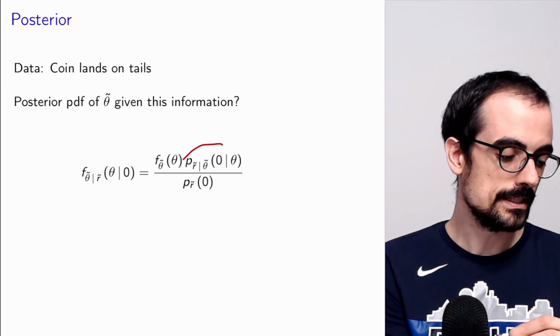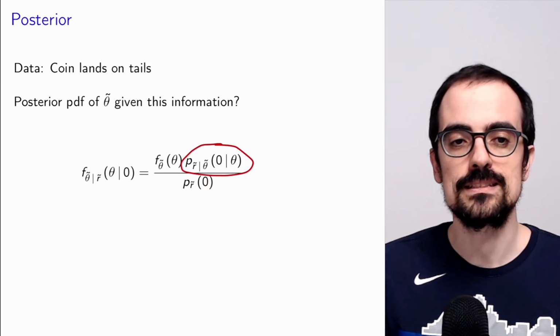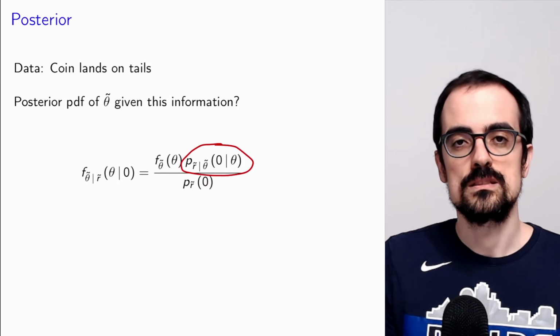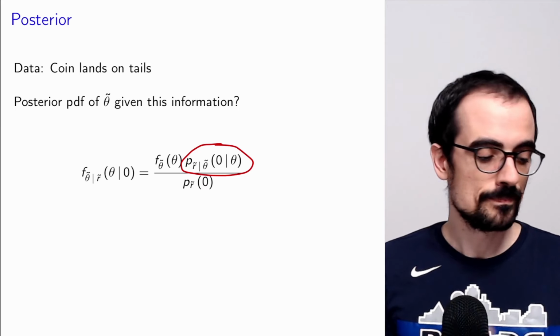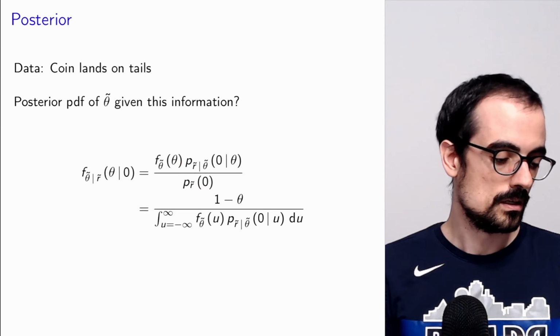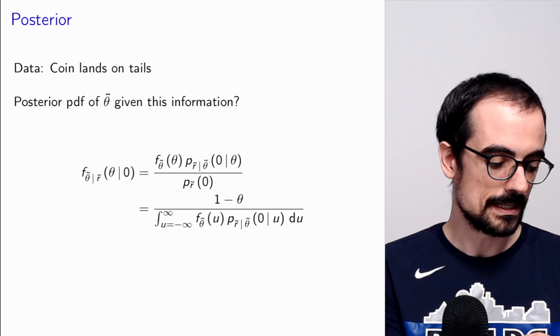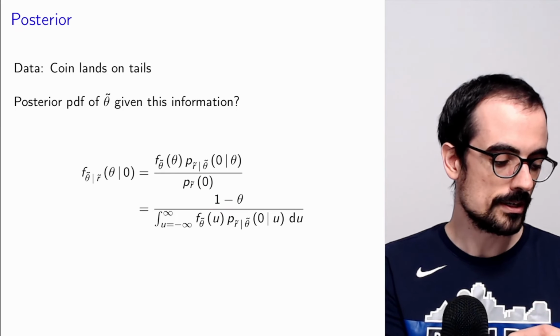What is this? This is the probability of observing tails given that the parameter is theta. So that's going to be 1 minus theta. Okay, that's why we have 1 minus theta times 1 up here. How are we going to compute this guy?